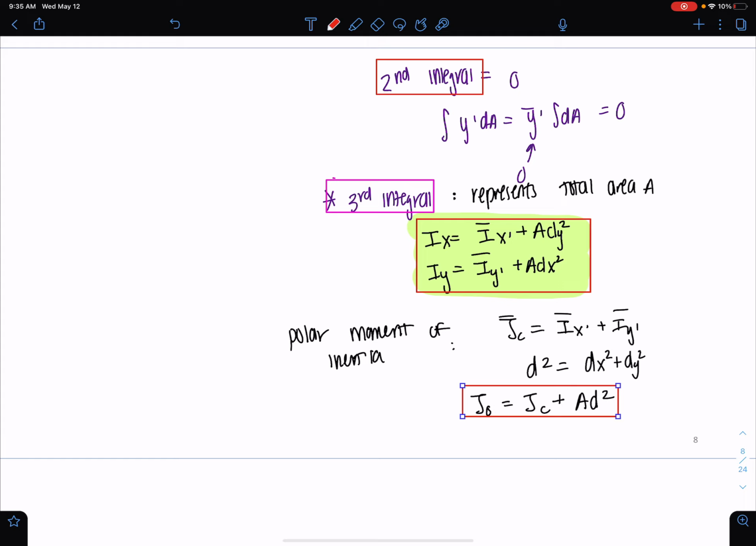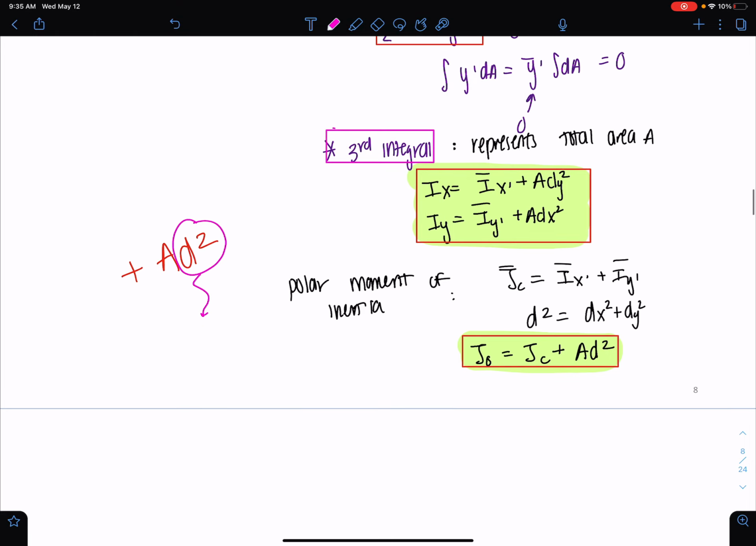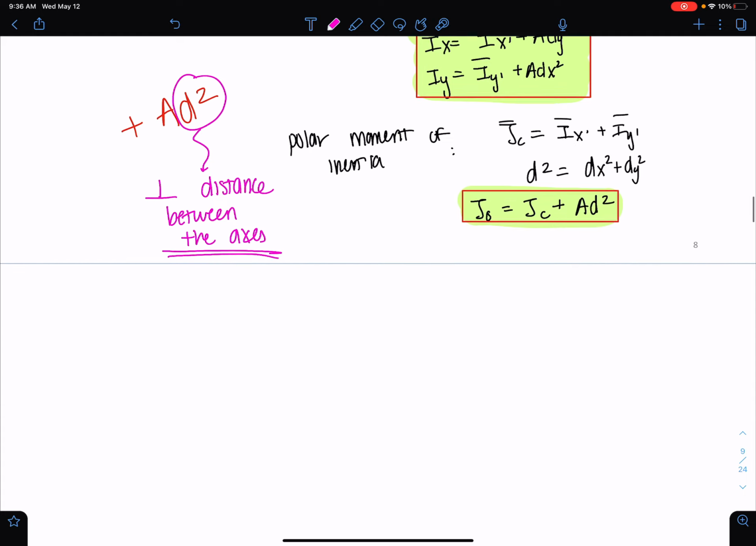So we can do this also for the polar moment of inertia, to find the polar moment of inertia about an axis that does not pass through the center, just like we can for the moment of inertia about the x and y. The form of these three equations basically states that the moment of inertia for an area about an axis is equal to the moment of inertia about a parallel axis that passes through the centroid plus this A d squared. What is d? We're going to talk about this more, but this is the perpendicular distance between the axes.